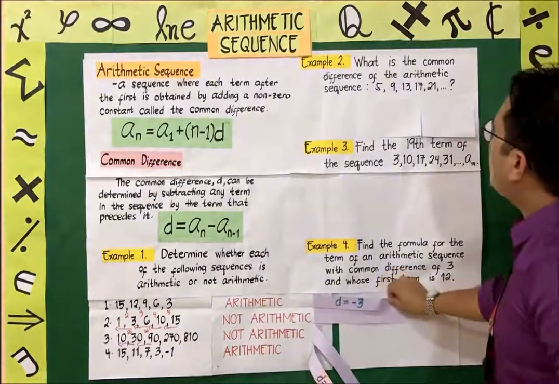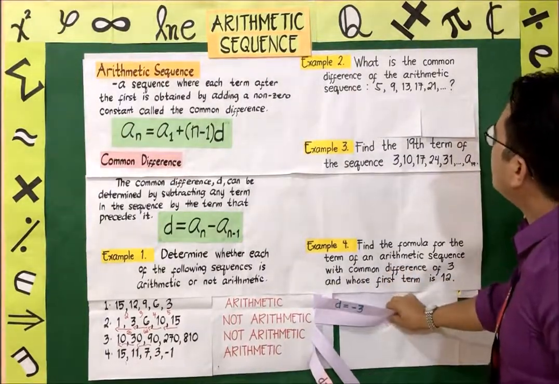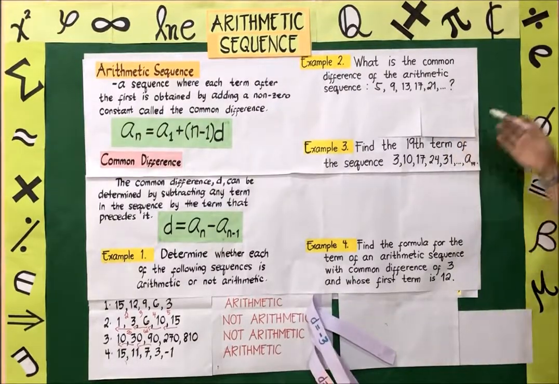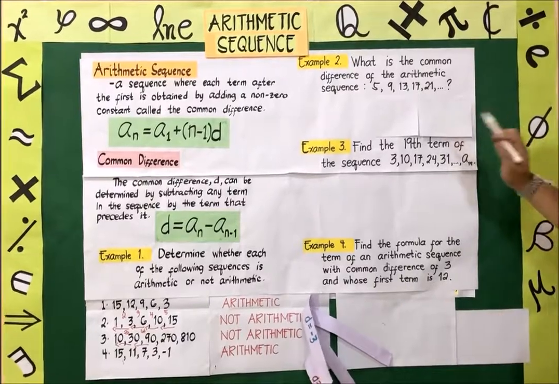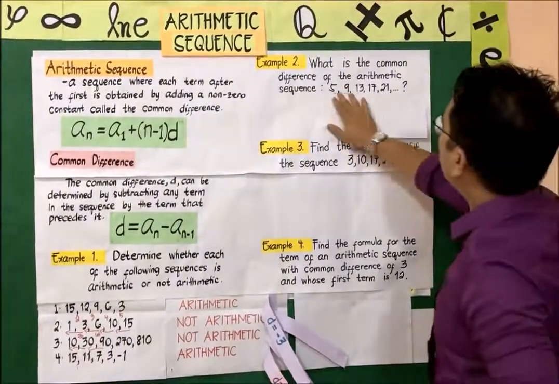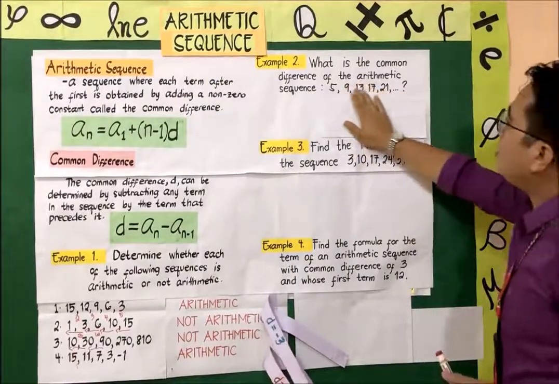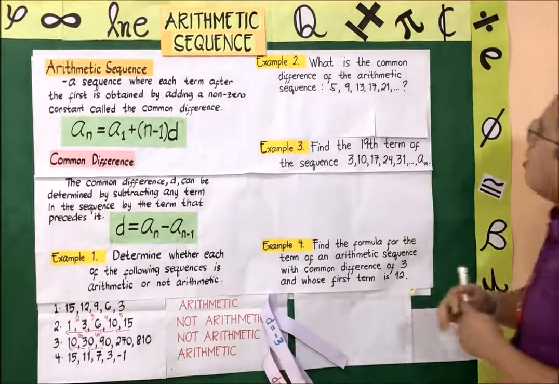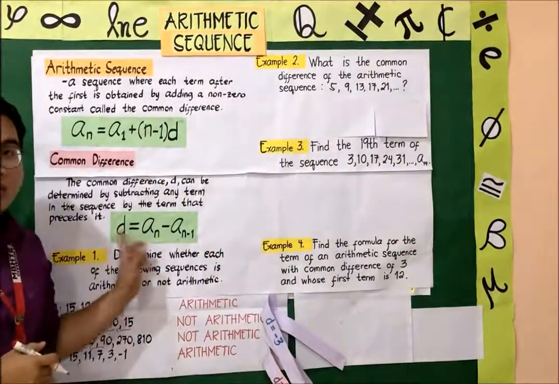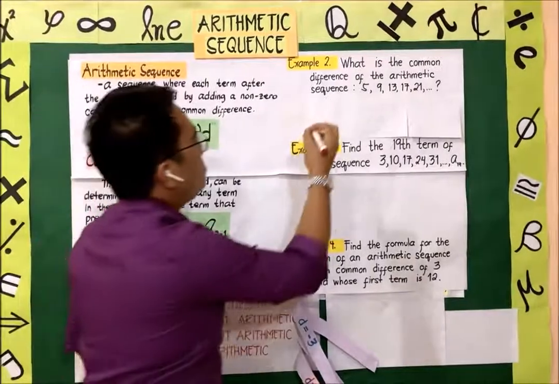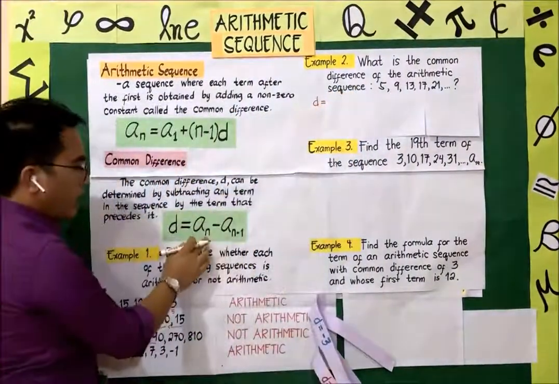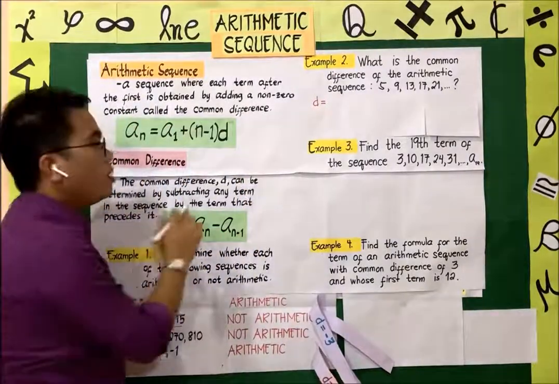So the next example is: what is the common difference of the arithmetic sequence 5, 9, 13, 17, 21, and so on? So hanapin daw natin dito kung ano ba yung common difference given itong arithmetic sequence. Okay, so to find this, gagamitin natin yung formula dito sa common difference. So we have d is equal to a sub n. So, kumpletuhin muna natin yung formula.